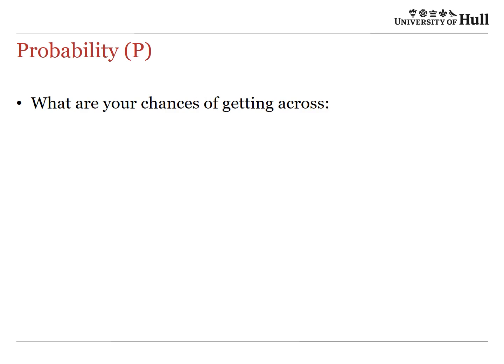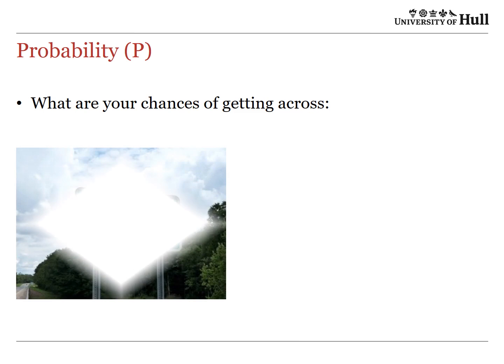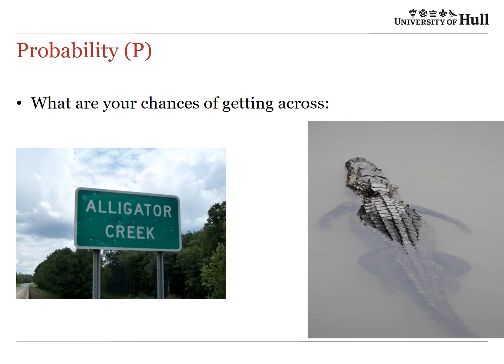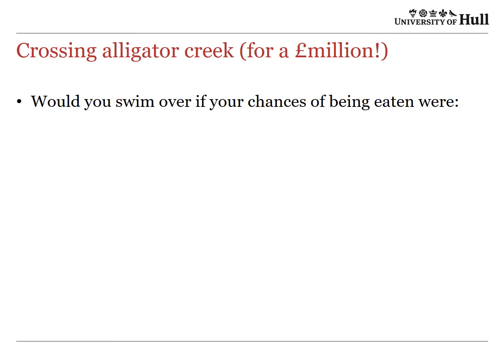So to demonstrate this, what do you think your chances are of getting across Alligator Creek? Okay, there's the alligator. What I'm saying is you've got some imperative to get to the other side. You have to get there. There's either a reward when you get there, or there's danger of a greater kind if you don't go across. So, let's say, would you cross Alligator Creek for £1 million?